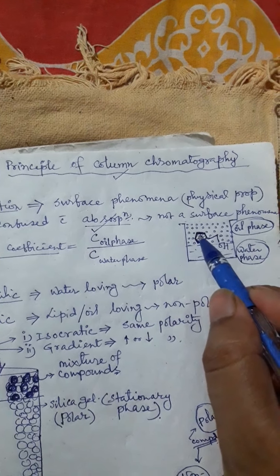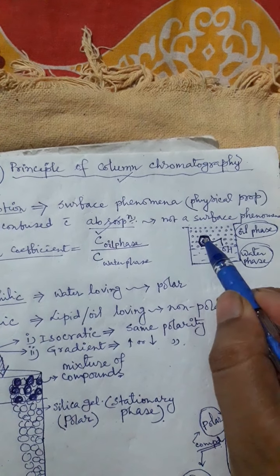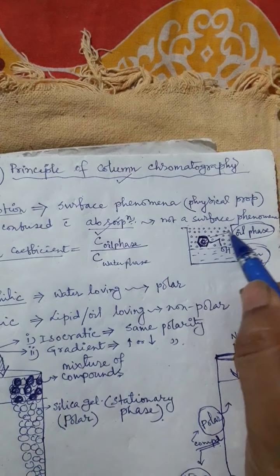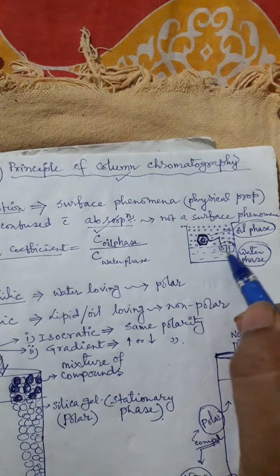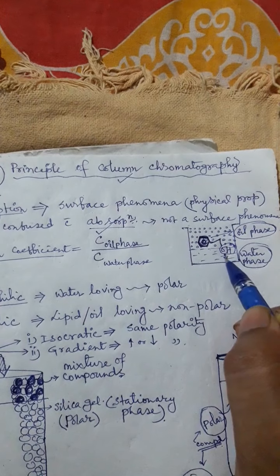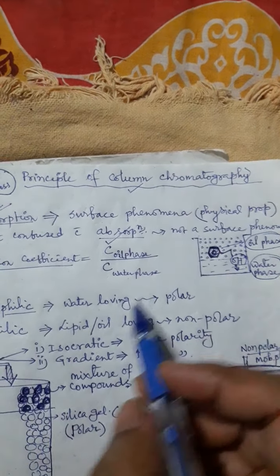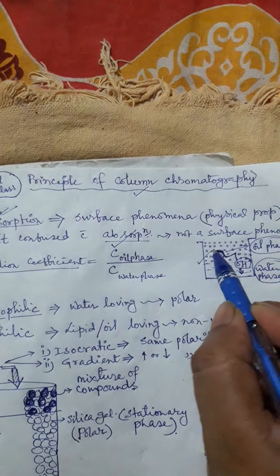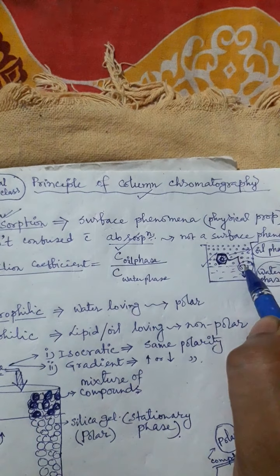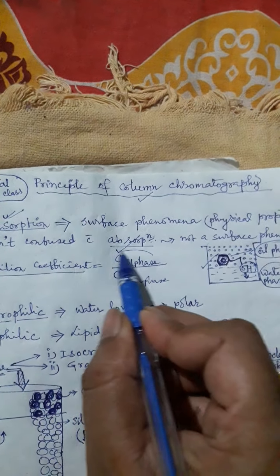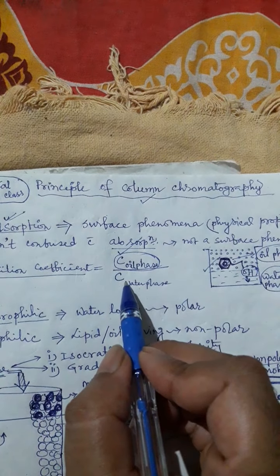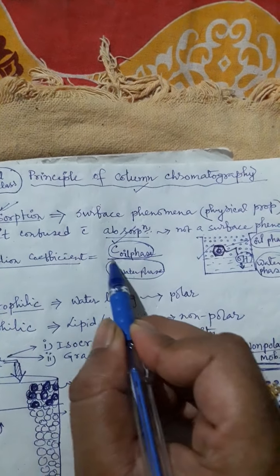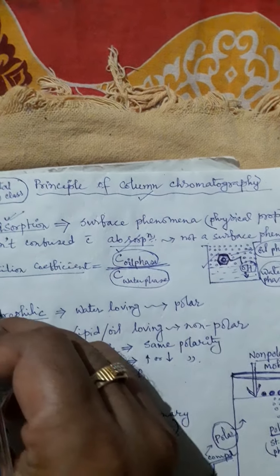The non-polar part will dissolve in the oil phase and the polar part will dissolve in the aqueous phase, that means water. Now the concentration of this substance C6H5CH2OH in the oil phase and the concentration in the water phase, that ratio is called the partition coefficient.